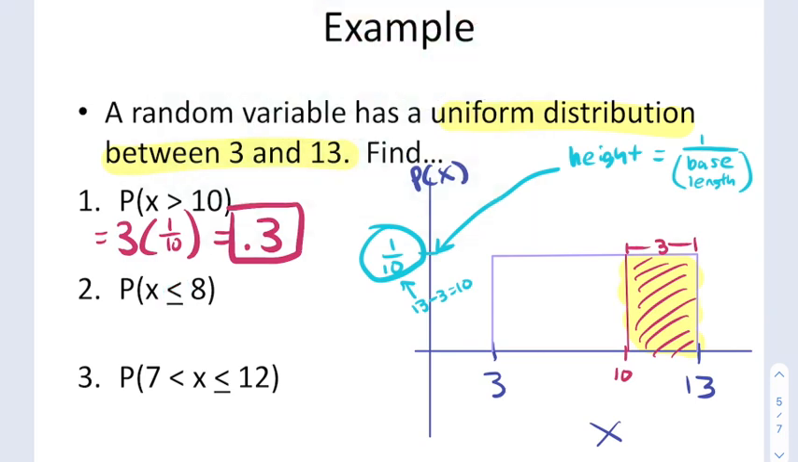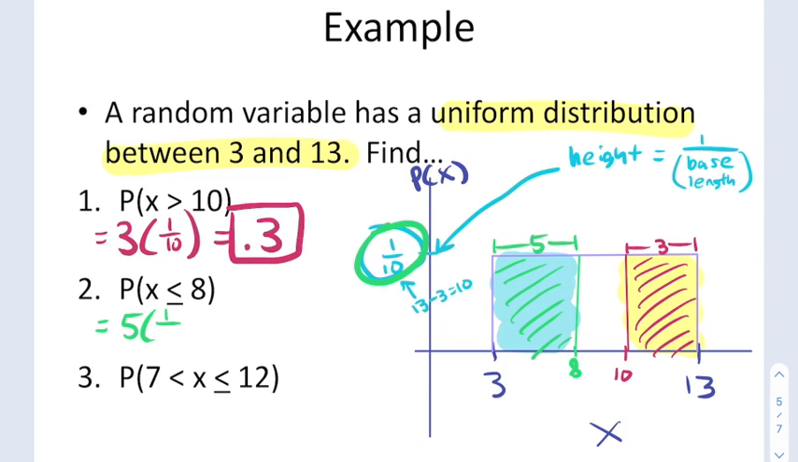So we're going to draw 8 on the x-axis, and this time they said less than. So we'll cut the rectangle at this point, and we'll find the area to the left of 8, which will only make it to 3, because the distribution stops at 3. So again, we're trying to find the area of this rectangle. Well, this one has a base of 5, and again a height of 1/10. Area equals base times height when we're talking about rectangles, so 5 times 1/10, or 0.5.